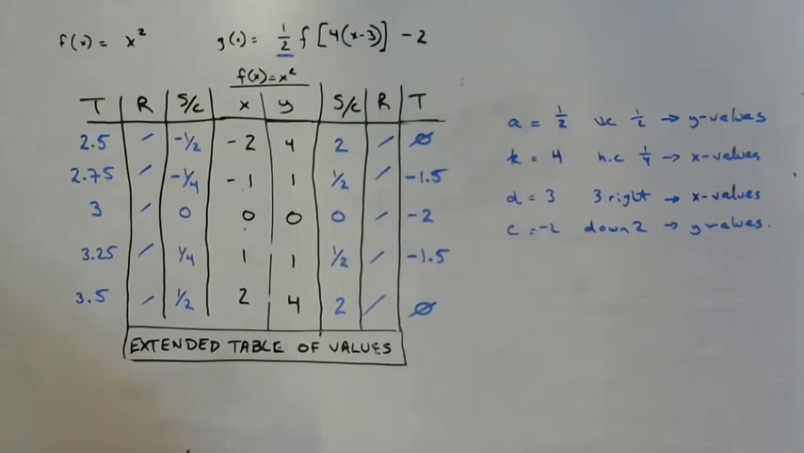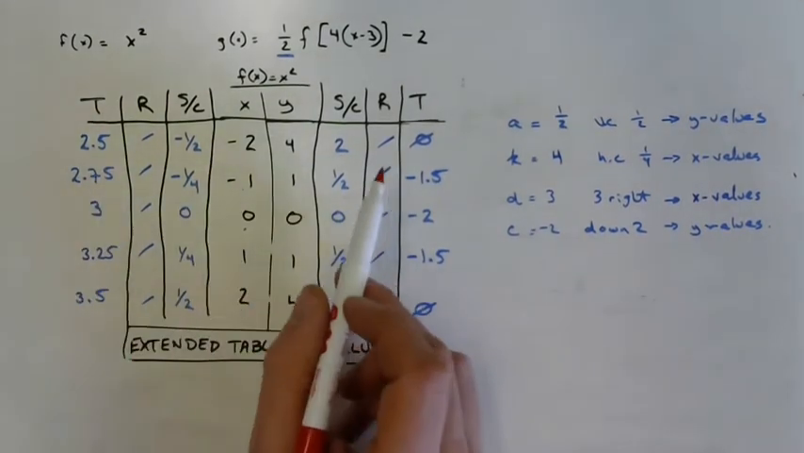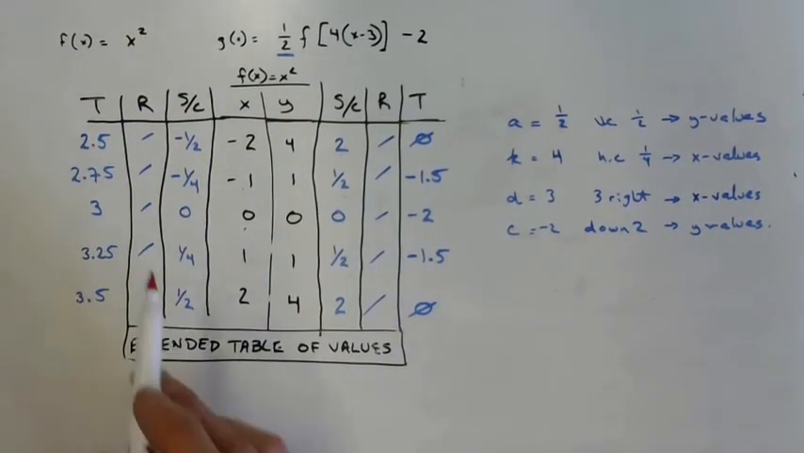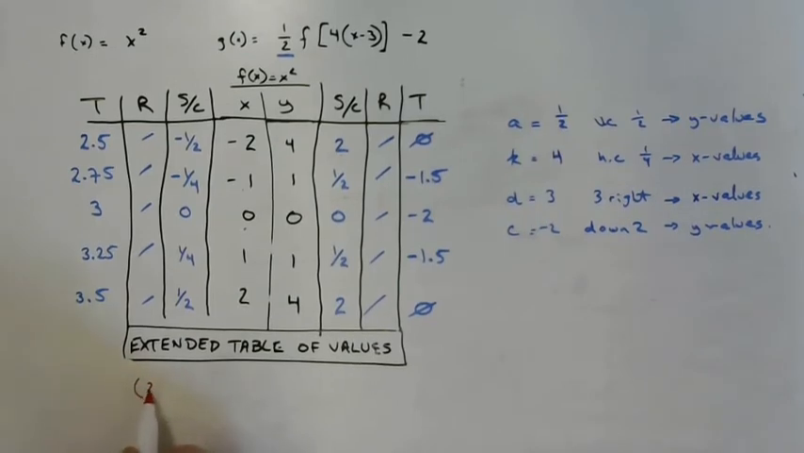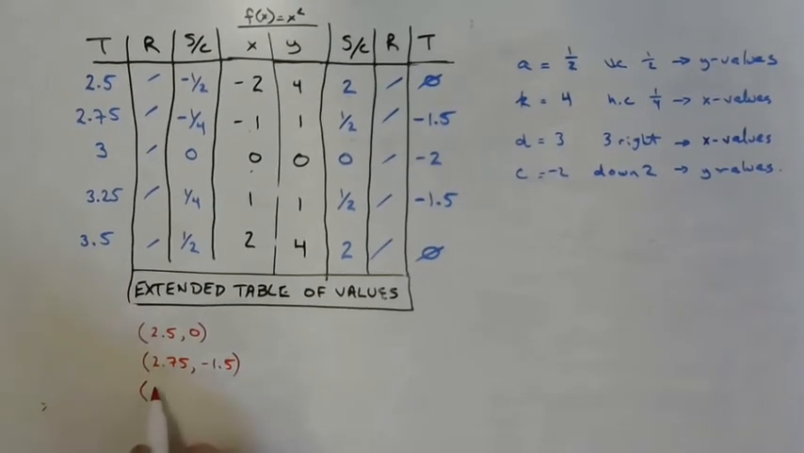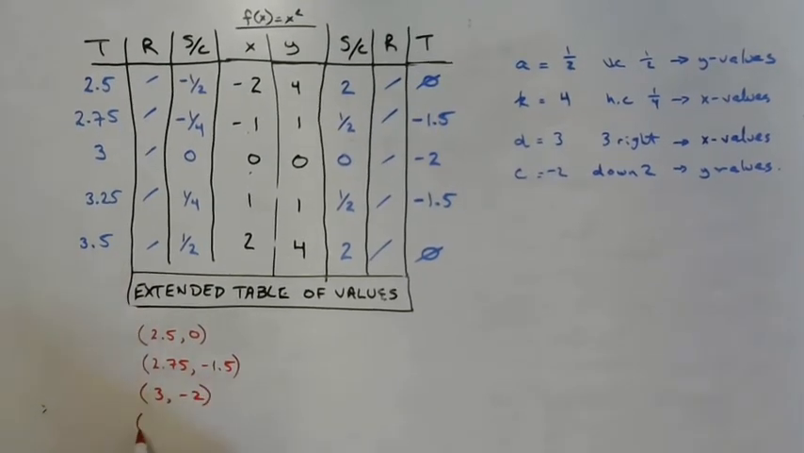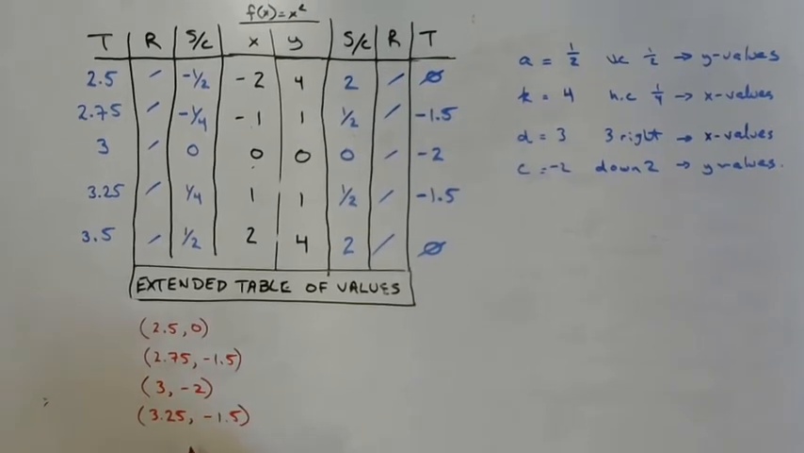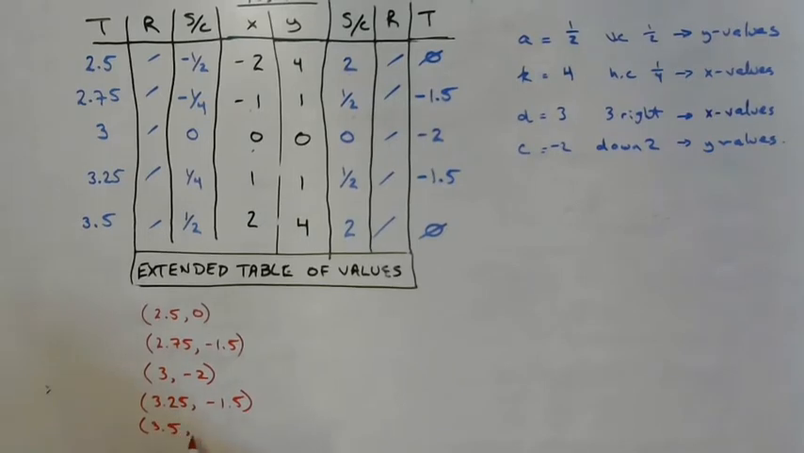Okay. So what did we just do? We created new image points. We created the set: 2.5, 0 is on the curve. 2.75, negative 1.5 is on the curve. 3, negative 2 is on the curve. 3.25, negative 1.5 is on the curve. And 3.5, 0 is on the curve. Go ahead and check your drawing to see if those points are actually on the curve.